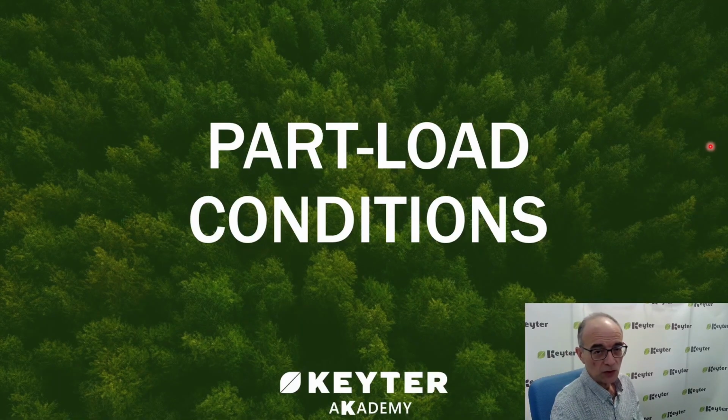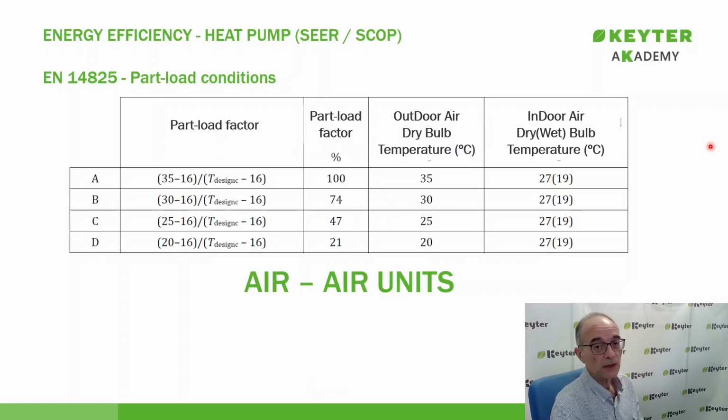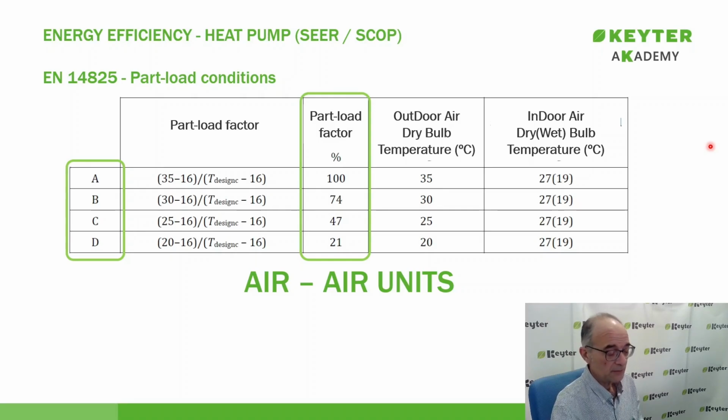How are the partial load conditions of the heat pump defined? Well, for each of the systems, we're not going to look at all of them. We'll just look at one, for example, this one for air-to-air units. It defines 4 points and 4 partial load factors to work with. One will be at 100%, another with the unit operating at 74, 47, or 21. And where? And why? With that data?